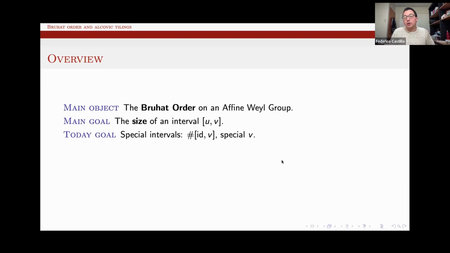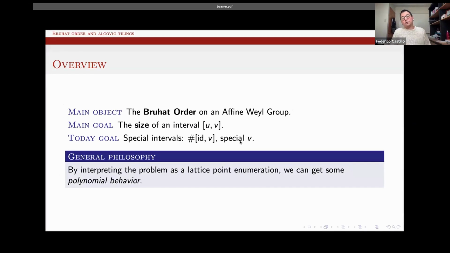We're going to focus today on intervals that start from the identity, because recall that this is a partial order on a group. So there is an identity element, and then we put on some extra element. But we will also see that even when one of the elements is the identity, the other one will have to be special for our results to hold. But this is the most typical shape: identity, comma, something. And the philosophy is that we are going to try to have this enumeration problem relate to Ehrhart theory, relate to lattice points in some polytope.